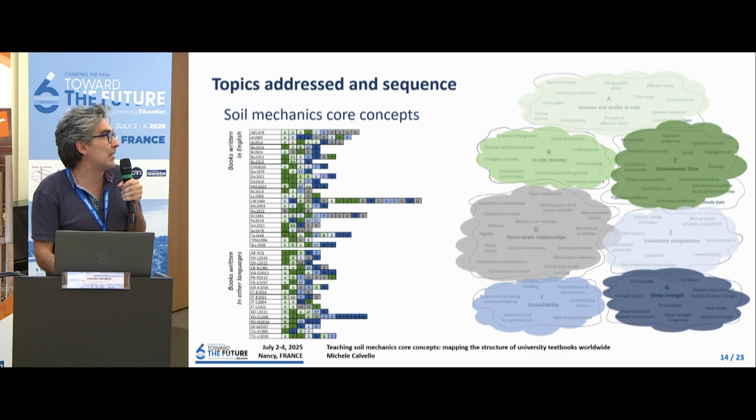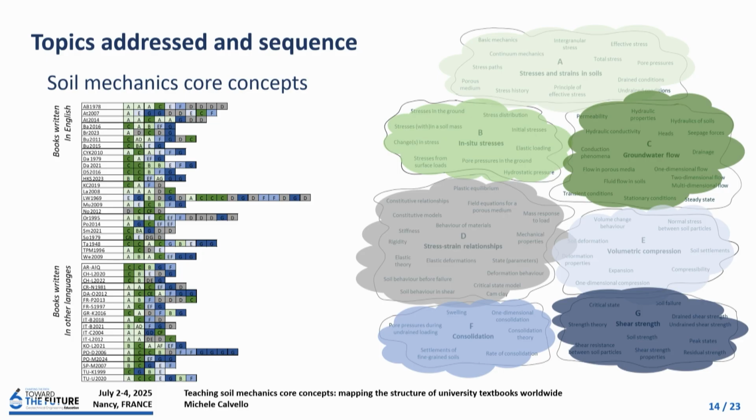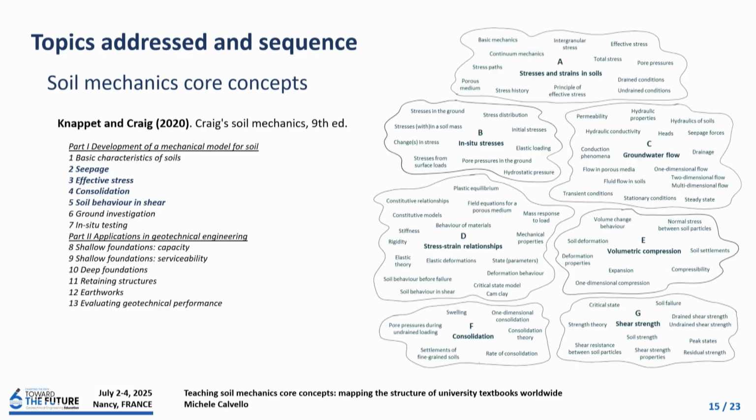I'm skipping for time reasons what you can find in the paper, which is how the different books put these concepts in a sequence in their own table of contents. I'm skipping this because I want to give you some specific examples. If I go to Craig's Soil Mechanics, you can see highlighted the 4 chapters that are dealing with the soil mechanics core concepts.